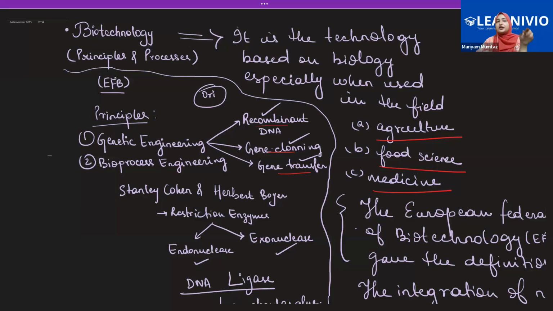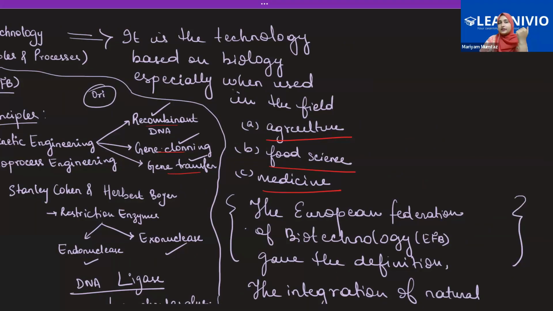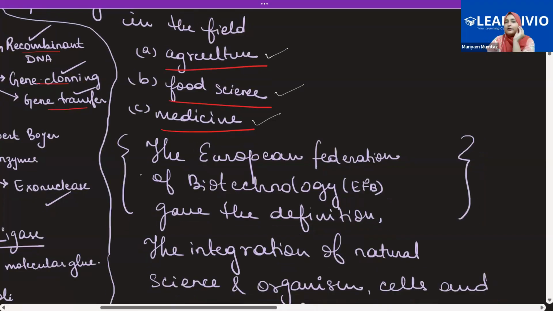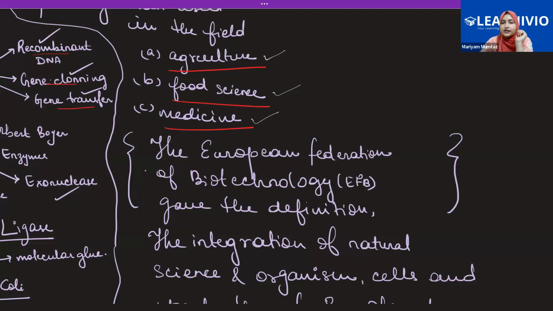After this comes the biotechnological application. Then you're going to see where is it actually used and how is it beneficial to us. It is indeed very, very beneficial. So when we talk about biotechnology, it is the technology based on biology used in the field of agriculture, used in the field of food science, and in the field of medicine. In these three basic, you can say major departments, we can utilize biotechnology and thereby reap a lot of benefits.